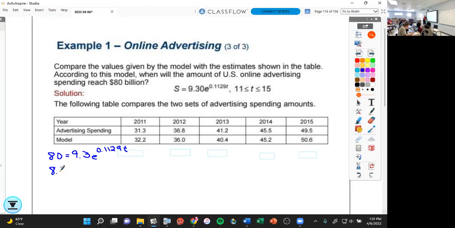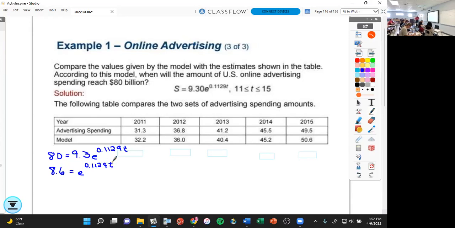8.6. Okay, now, as far as writing it down versus doing the math, I'm going to write down 8.6. Doing the math going forward, I want to actually use the arrow up and use that number so that I'm not rounding it. Does that make sense? Okay. Equals e to the 0.1129 t. Next step, I want t by itself.